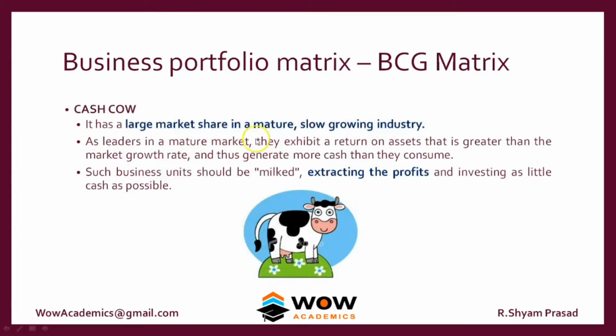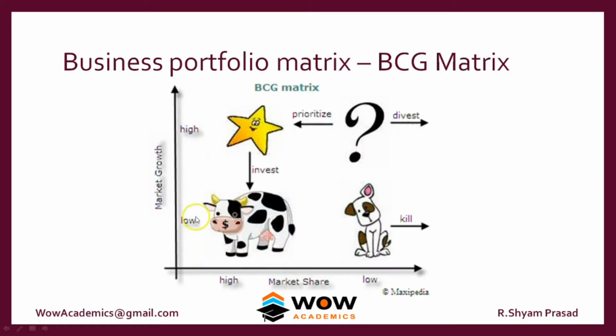As leaders in a mature market, they exhibit a return on asset that is greater than the market growth rate and thus generate more cash than they consume. See, as this company is already selling more units and also has a high market share, it means these products are very visible to the customer. So they will keep on buying this product. We don't need to put advertisements for this. We don't need to bring extraordinary technology for this. So usually we don't need to spend much to maintain this kind of product category.